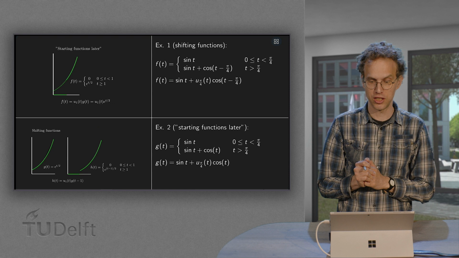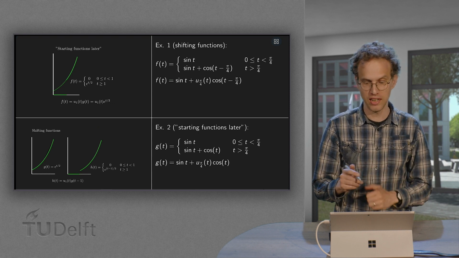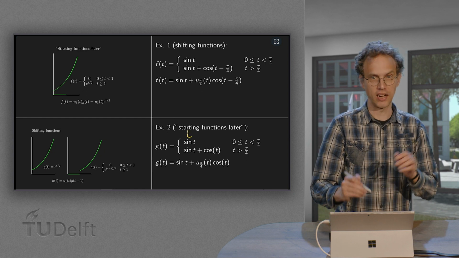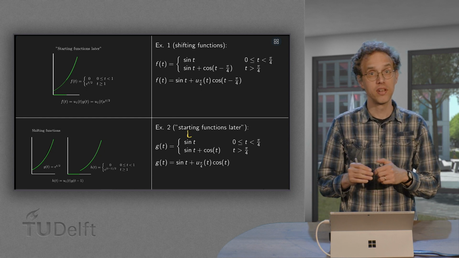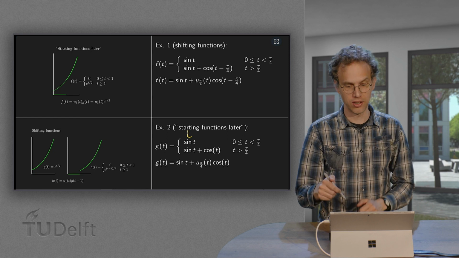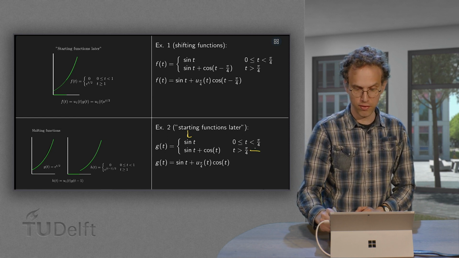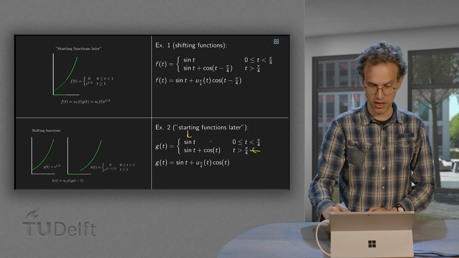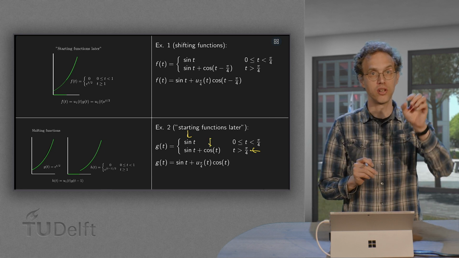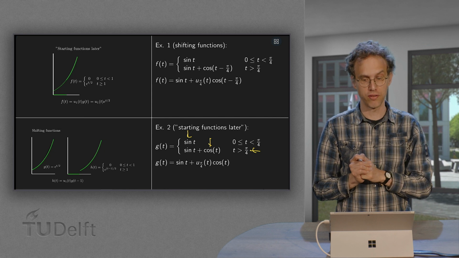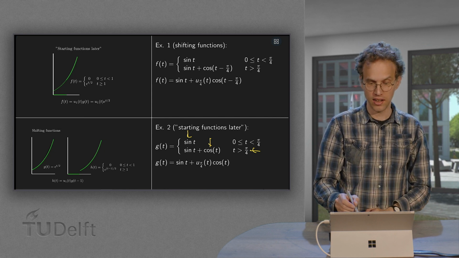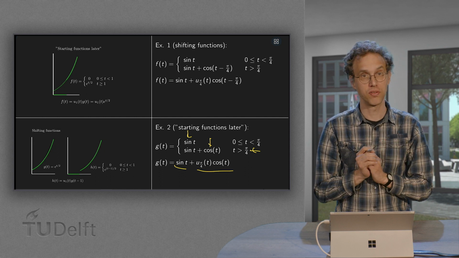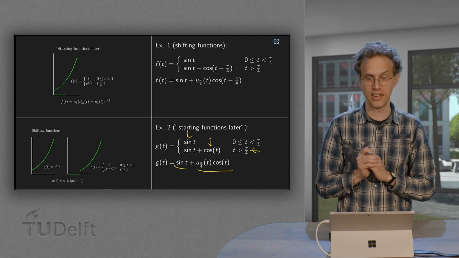Starting functions later works a bit differently. What you can do then is you say, okay, I have my sine of t. The sine of t is everywhere. But now I say I want to start adding a cosine at t equals pi over 4, but I do not want to shift it. I just want to start the cosine at t equals pi over 4. So it starts at its value 1/2 square root of 2 in this case. And in that case you have sine of t plus an unshifted cosine. Okay, that's what happens if you start functions later.